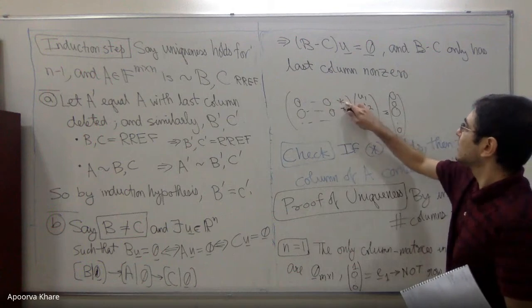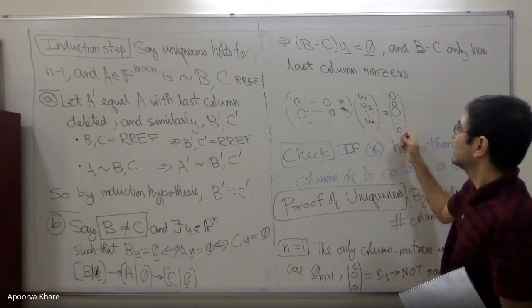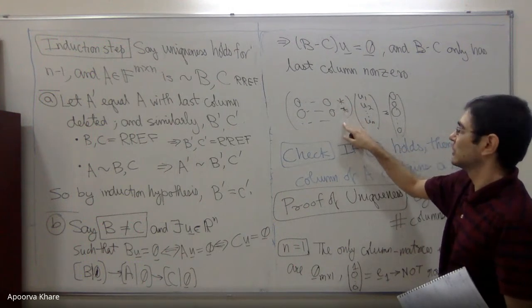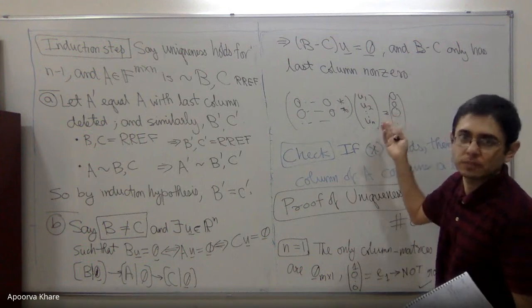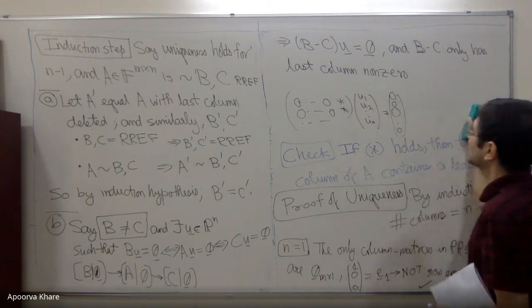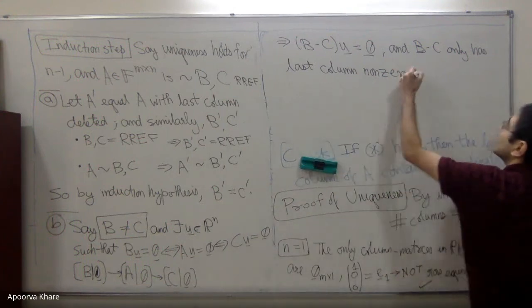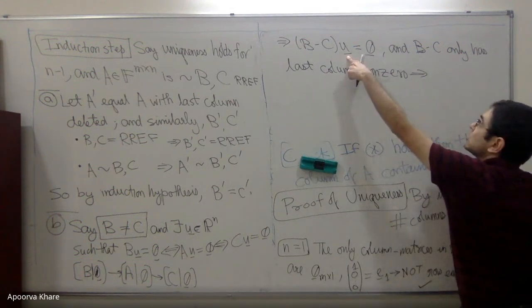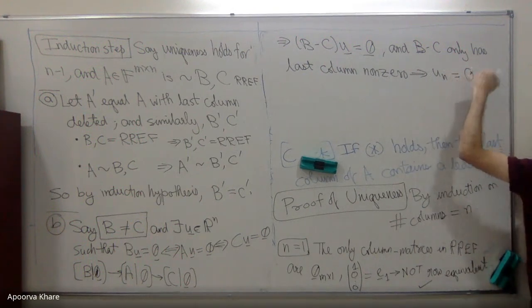But you see, what is this thing? This is this entry times UN, this entry times UN, this entry times UN. That's what this column is. And at least one of these entries is non-zero. So that non-zero entry times UN must be 0. So UN must be 0. I'm going to erase this, but I will ask you to figure out why this is true. Because B minus C times U is 0, this implies UN must be 0. So this is one thing.